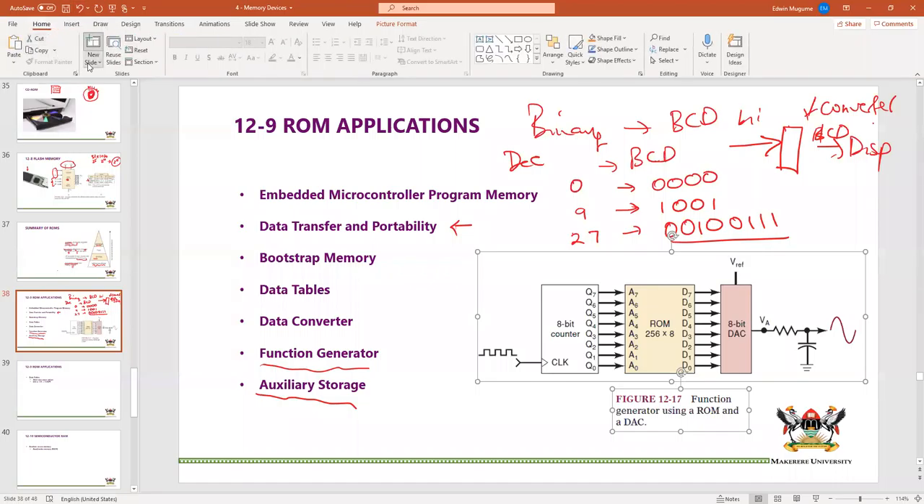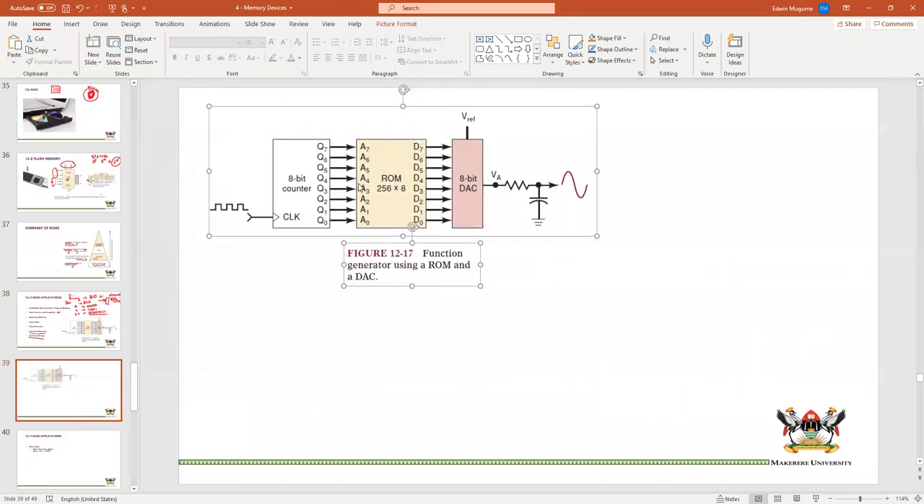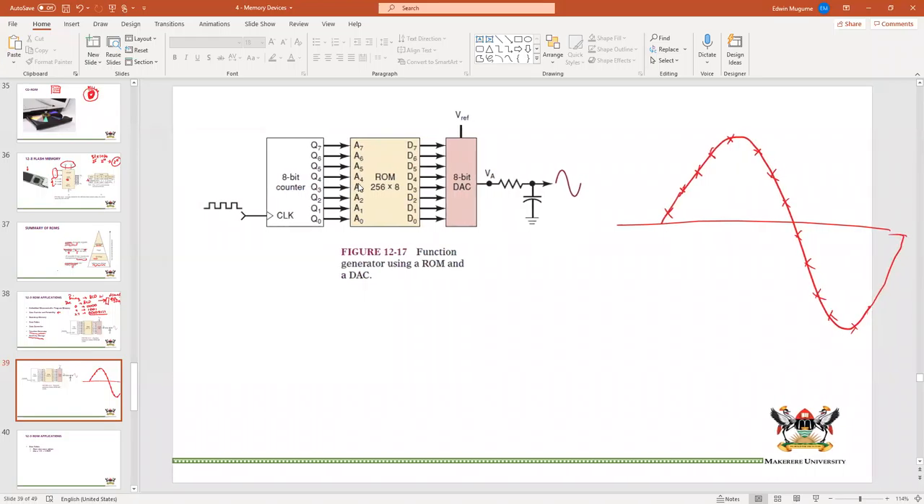I'm going to create a new slide and put this. Now I know that, for instance, my sine function looks like that. I can take a point here, a point here, a point here, and so on. And these are points that I can go and store in my ROM. Obviously that's a sine function. Now I can store these. After I come back here, we know that the sine function repeats, it's periodic. So after I get here, I don't need to store any more bits.